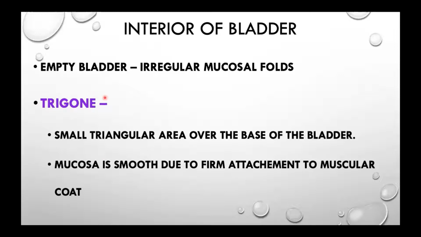The trigone is a triangle, a small triangular area over the base of the bladder inside. Here the mucosa is smooth due to the firm attachment of the muscular coat, meaning there are no mucosal folds seen in this particular area.